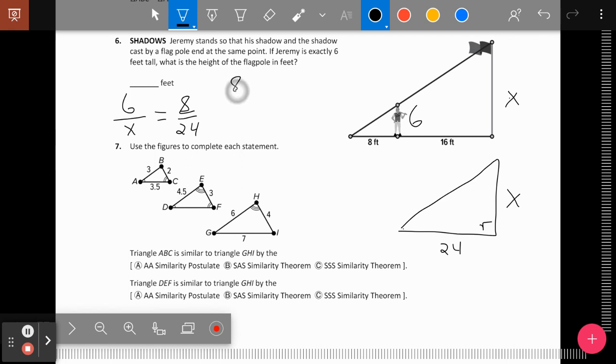I get 8X here equals 6 times 24 is 144. Excuse me. 144 divided by 8 is, and of course I don't have a calculator beside me. I believe it's 13. Let me go here. No. What the heck is it? 144 divided by 8 is 18. That makes more sense.